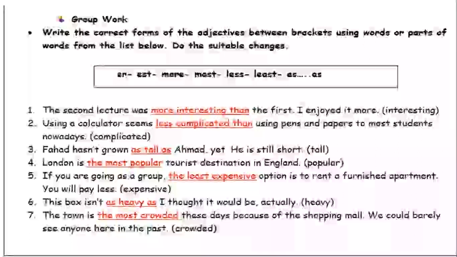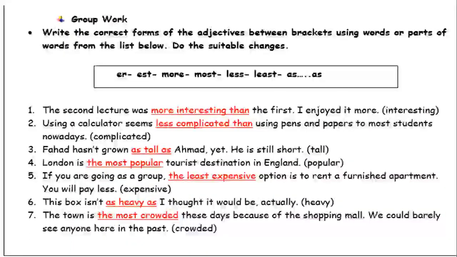Group work: write the correct forms of the adjectives between brackets using words or parts of words from the list below. Do the suitable changes. We have er, est, more, most, less, least, as. So the first sentence, we have: the second lecture was the first. I enjoyed it more, and I have my adjective between brackets, interesting.